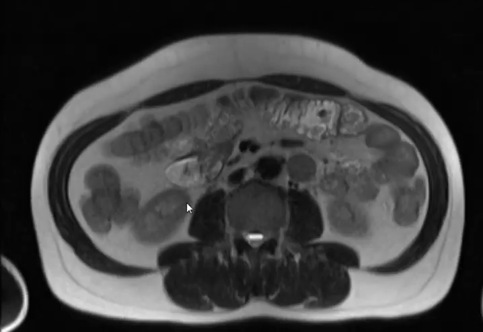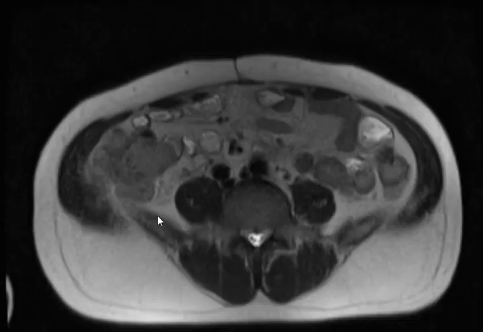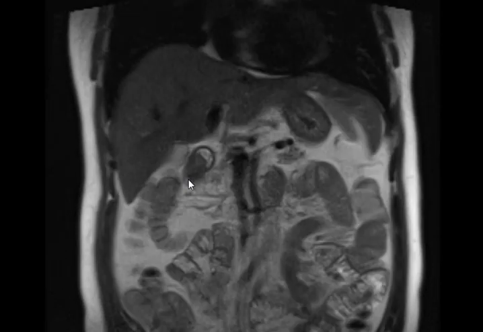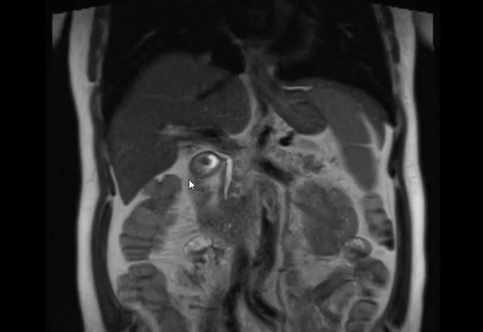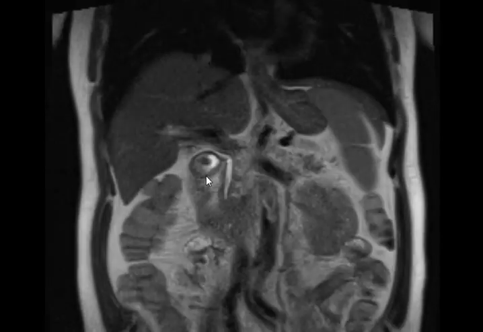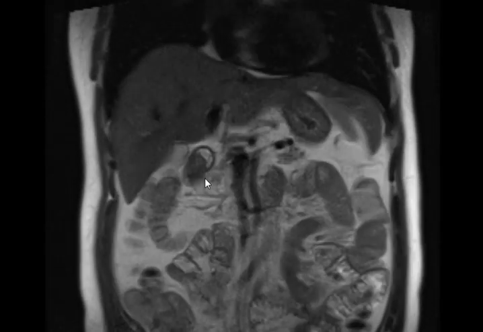First of all, what's the sequence? Speak, don't stay quiet. MRI of abdomen. This sequence is what? This is T1. This is T2 without fat sat. Coronal, axial, sagittal, coronal.